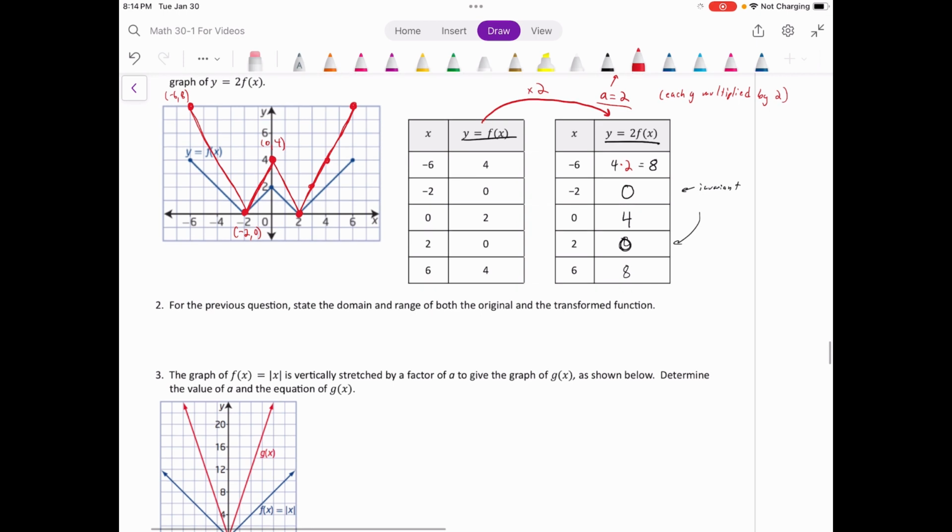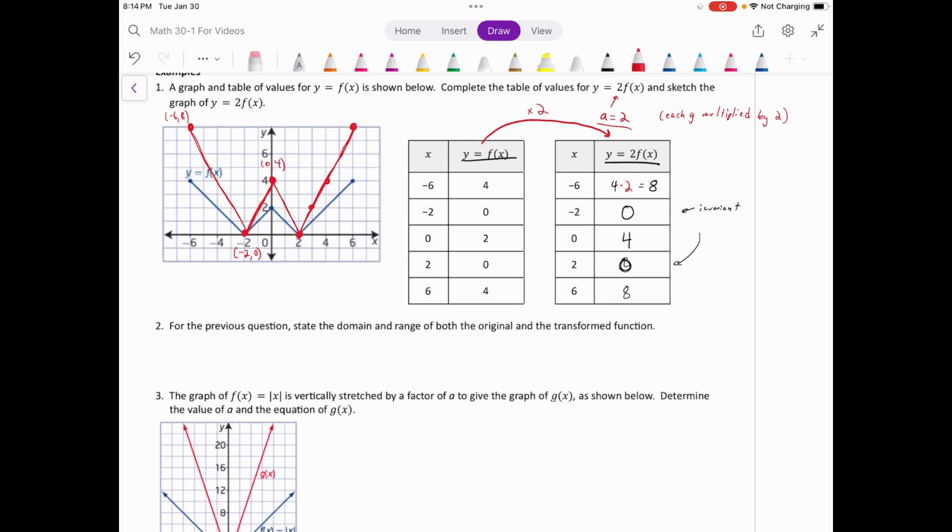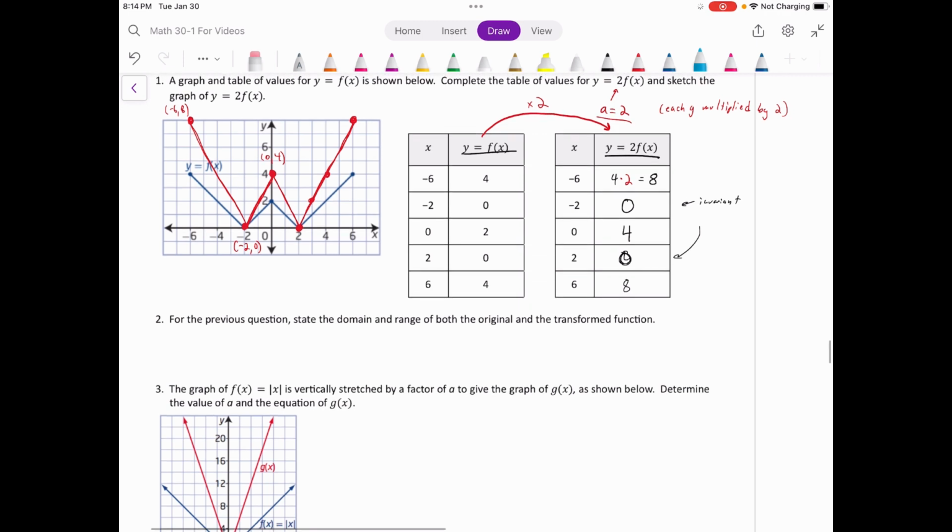Okay, so this one kind of just builds off of that question. For the previous question, state the domain and the range of both the original and the transformed function. So the original was called f of x. So for f of x, what's our domain? Well, they gave us the graph, okay? And we can see that it stops at negative 6 on the x-axis and positive 6 on the x-axis, right? It's only defined, it looks like, for values of x between negative 6 and positive 6. It's undefined beyond that. There's no graph of it, meaning it's undefined beyond there. We don't know what it does beyond those.